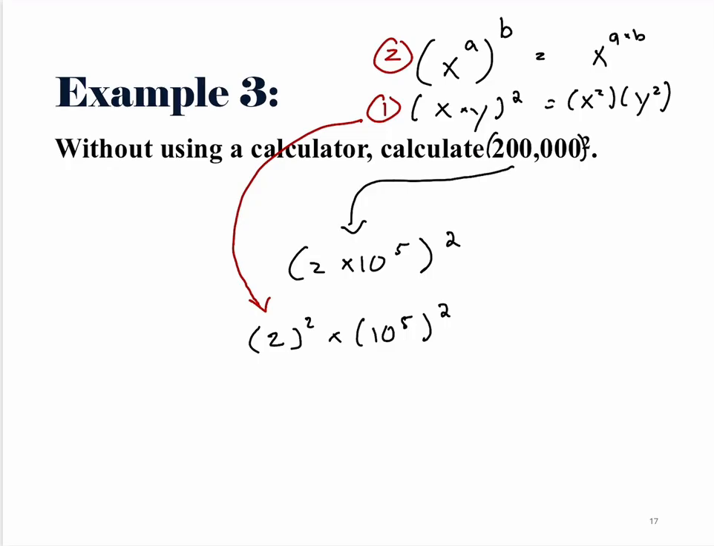So what is 10 to the 5 squared? It becomes 10 to the 2 times 5. And 2 squared is 4. 2 times 5 is 10, so you get 4 times 10 to the 10.